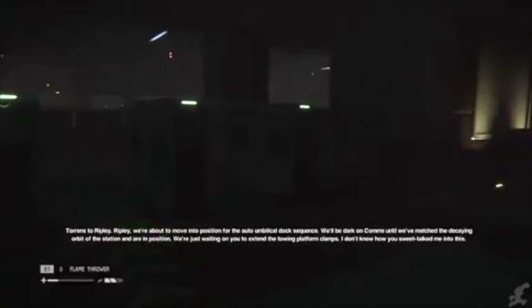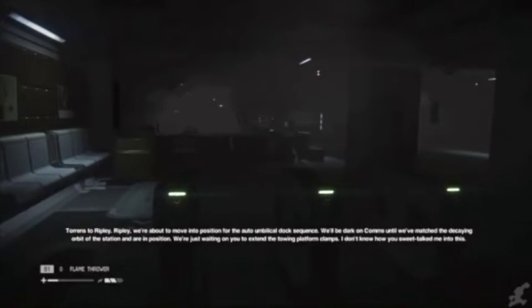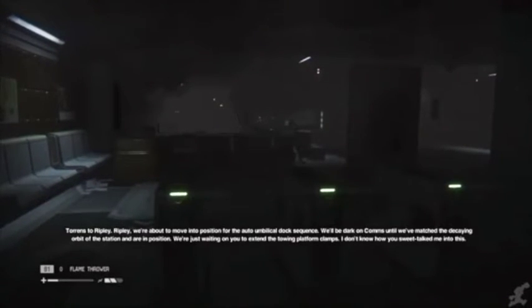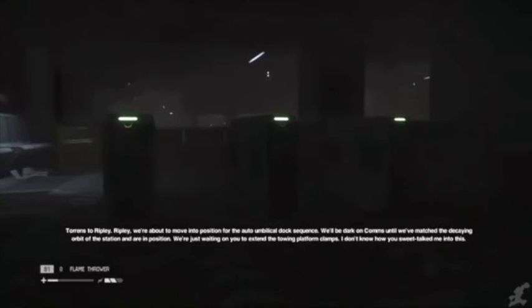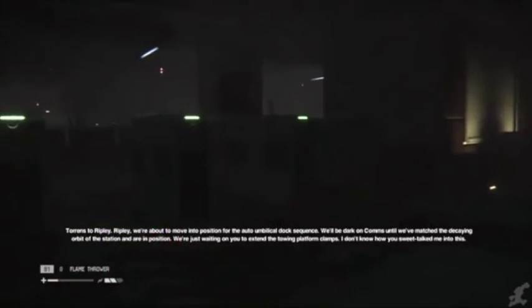Torrance to Ripley. Ripley, we're about to move into position for the autumn umbilical dock sequence. We'll be dark on comms until we've matched the decaying orbit of the station and are in position. We're just waiting on you to extend the towing platform clamps. I don't know how you sweet-talked me into this.